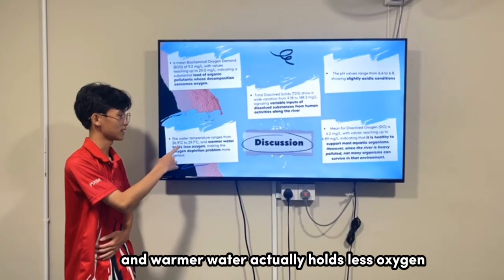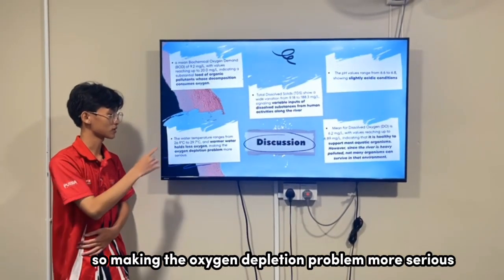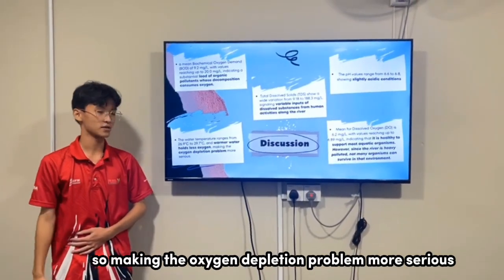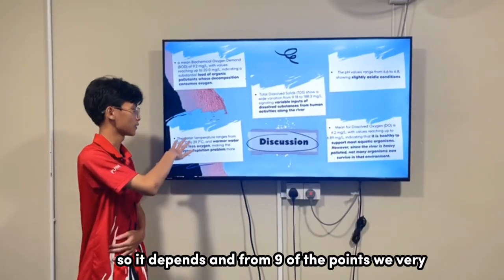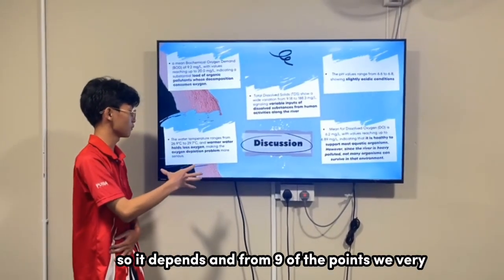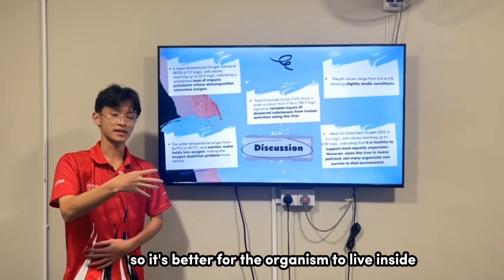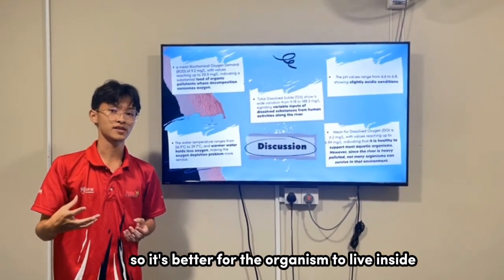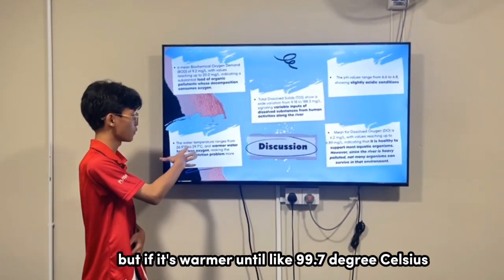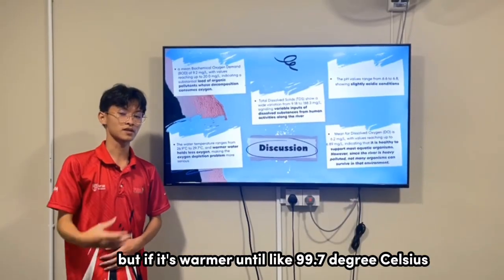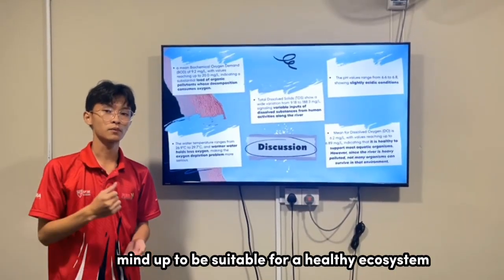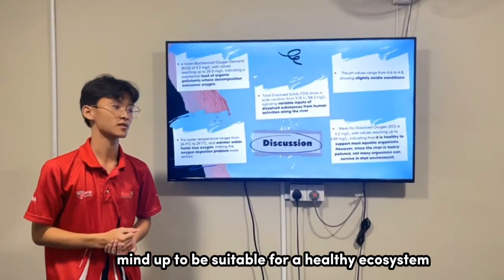Now we move to the water temperature, which ranges from 36.9 degrees Celsius to 29.7 degrees Celsius, and warmer water holds less oxygen, making the oxygen depletion problem more serious. So it depends, and across the 9 points it varies. If the temperature is lower, it is better for the organisms to live inside. But if it is warmer, like 29.7 degrees Celsius, it might not really be suitable for a healthy ecosystem.